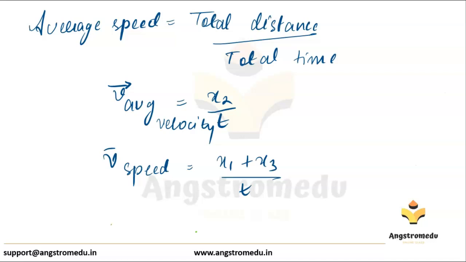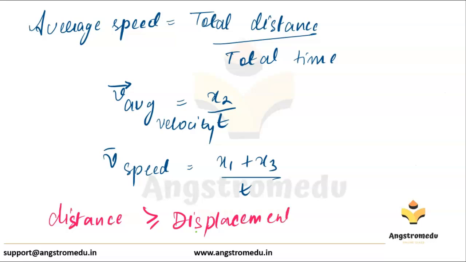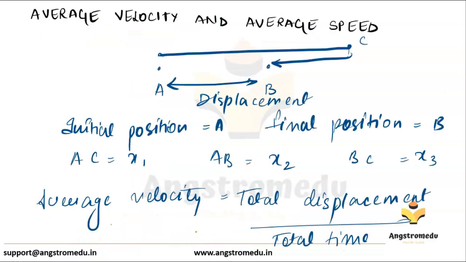Now we know that distance is generally greater than or equal to displacement. So average speed will always be greater than or equal to average velocity in general. So this is all about average velocity and average speed.